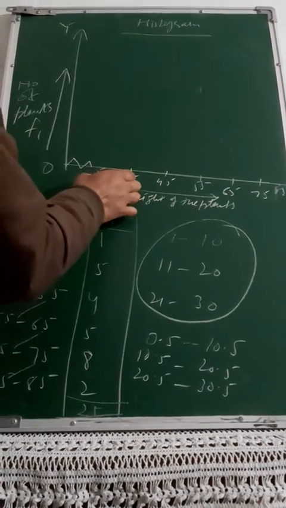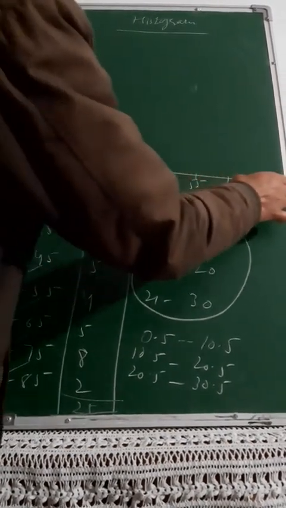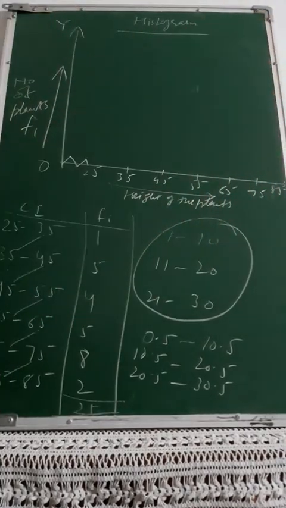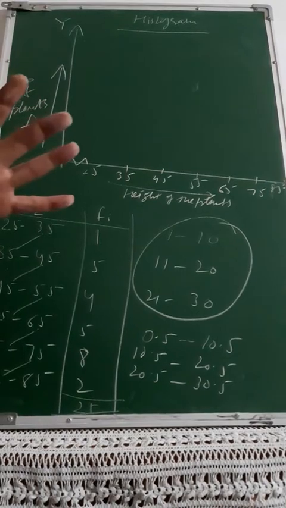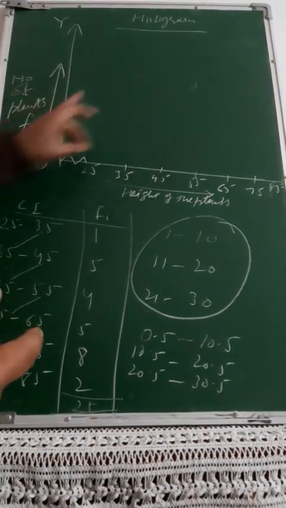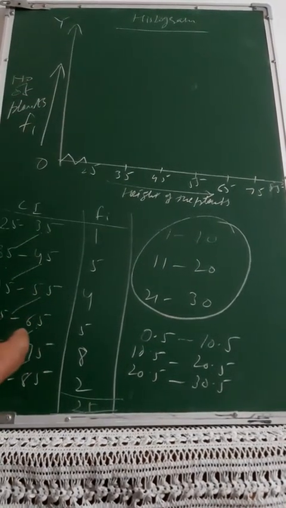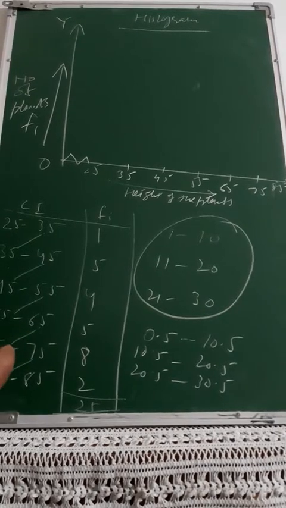The difference between these is 10. 10, 10, 10, 10, 10. Everywhere it will remain same. If it is varying anywhere, then you are wrong. So that will be crossed. That graph will not be entertained at any cost. Make a note of this also. So be careful about your calibration.